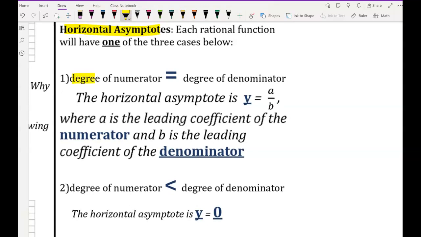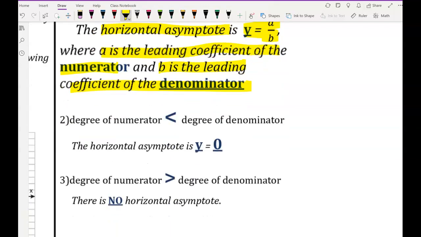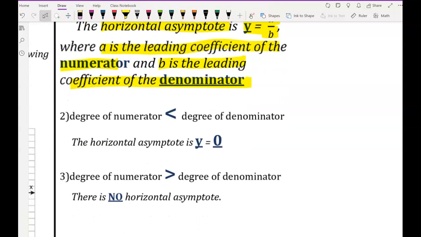First, if the degree of the top is exactly the same as the degree of the bottom, that means they are the same, then your horizontal asymptote is y equals a over b, where a is the leading coefficient of the numerator, the top, and b is the leading coefficient of the bottom, okay? Excuse me, guys. If the degree of the numerator, which is the top, is less than the degree of the bottom, then your horizontal asymptote, students, is simply y equals 0. Degree of numerator less than degree of the denominator, y equals 0.